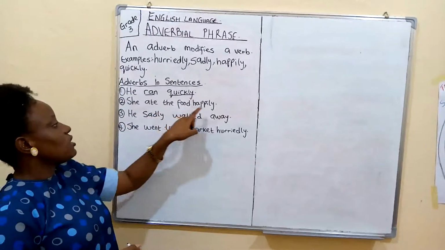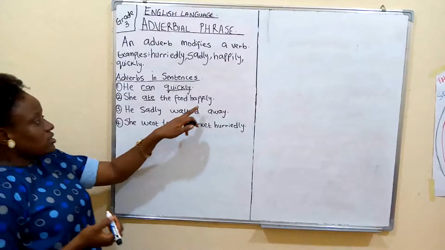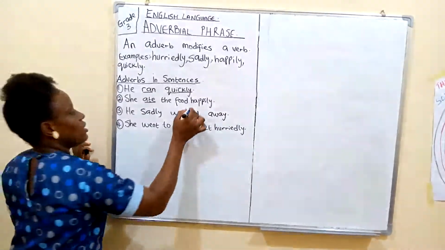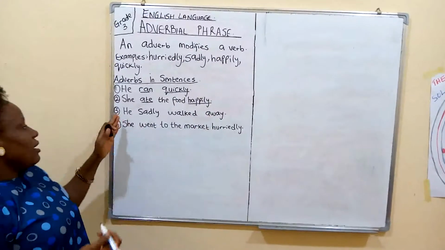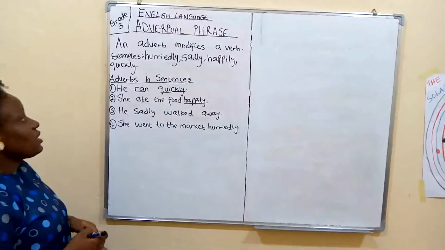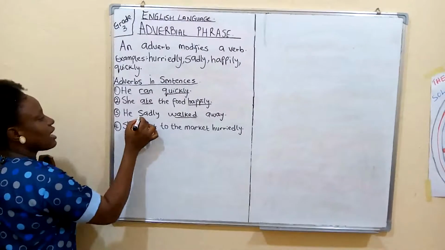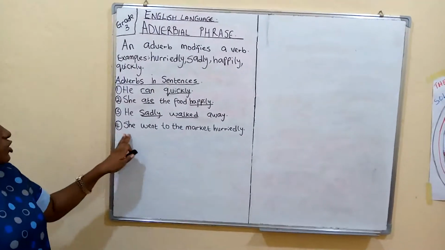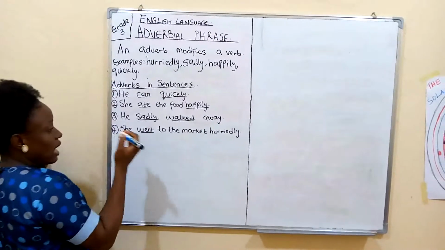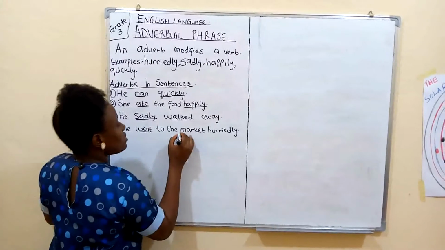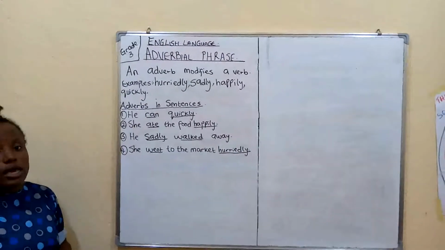Number 2, she ate the food happily. The verb, the action there, is ate. Now the adverb that tells us how she ate the food is happily. Number 3, he sadly walked away. Our verb here is walked, while our adverb is sadly. Now the last but not the least, number 4, she went to the market hurriedly. Our verb is went. Then our adverb is hurriedly. Those are the examples I have given on the board.